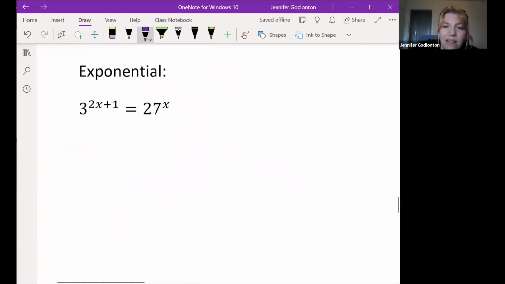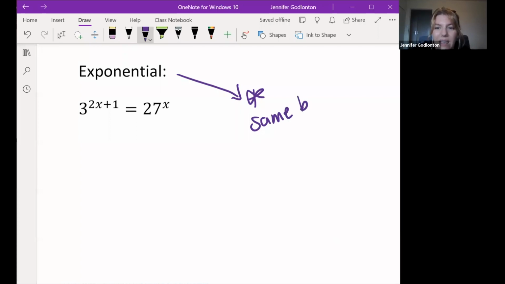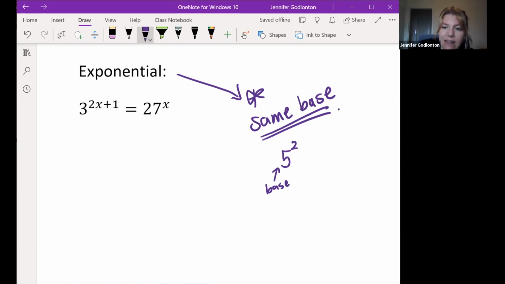Okay, when we have an exponential equation, the thing that our brain needs to think of is we need them to have the same base. If I have 5 squared, that 5 is my base and that 2 is my exponent, or my power, or my index. And the denominators are the same. You can drop them in an equation.